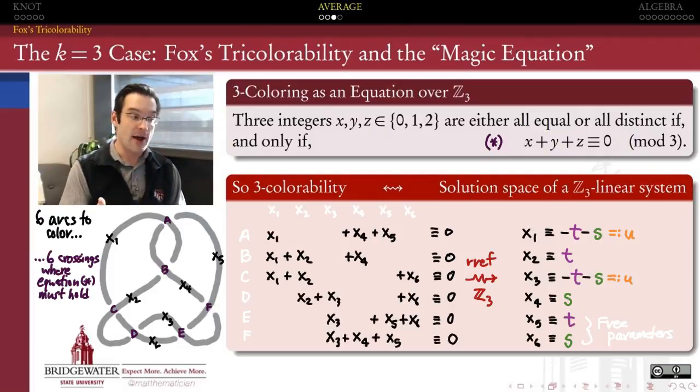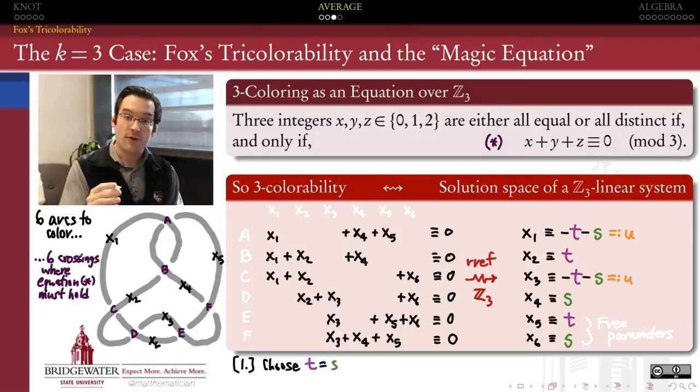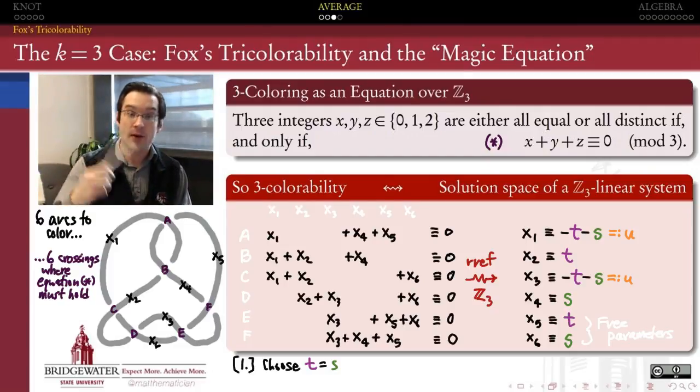So when you do out the linear algebra, this is what it looks like. We find out that x2 has to be equal to x5, x4 has to be equal to x6, and x1 and x3 are each equal to minus t minus s. That's the quantity I'm going to call u for the moment. So I have 2 free parameters, which means that I get to choose values for t and s, and in my diagram, t and s represent the colors of the 5th arc, this one, and the 6th arc, that one. So I get to choose how to color those 2 arcs, and those choices are going to determine completely for me how to color the remaining 4 arcs in this diagram.